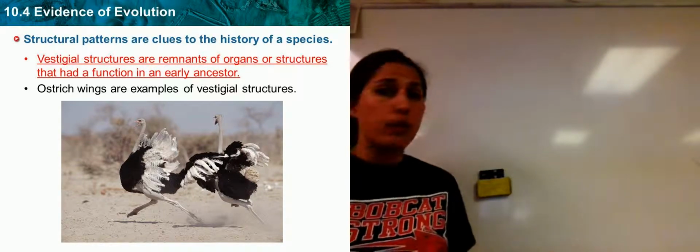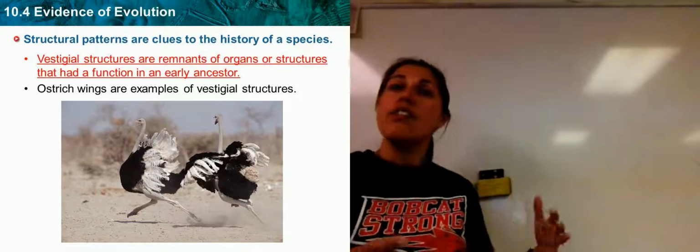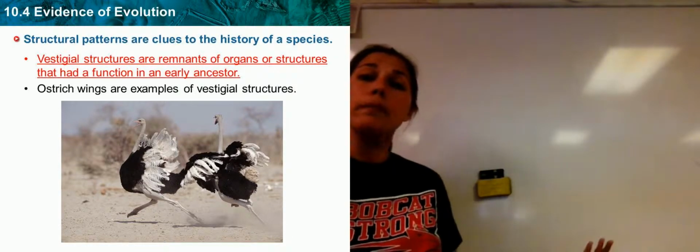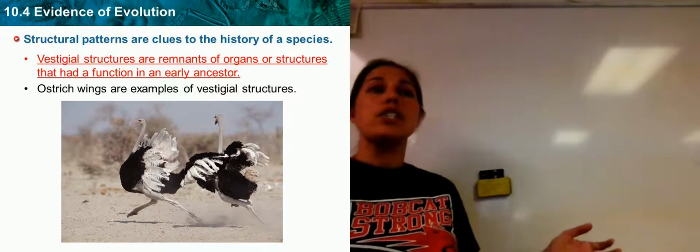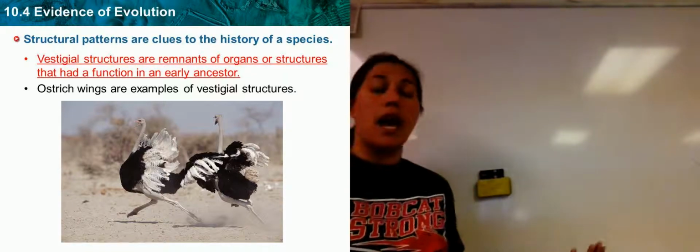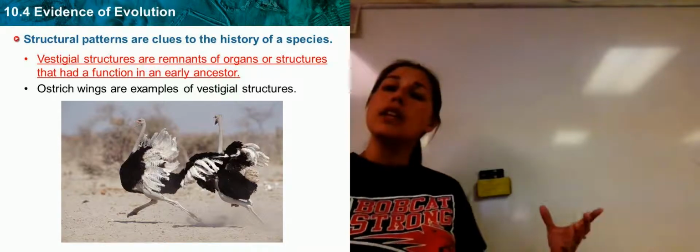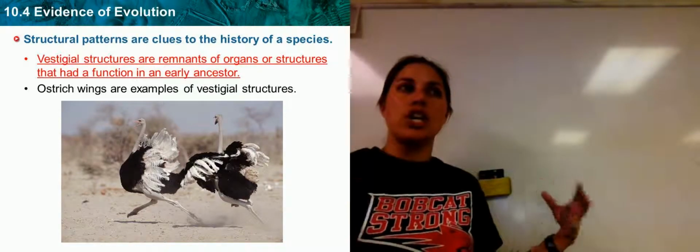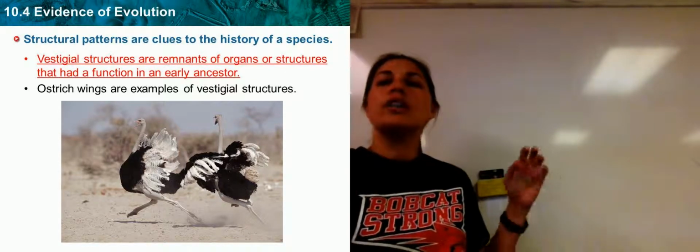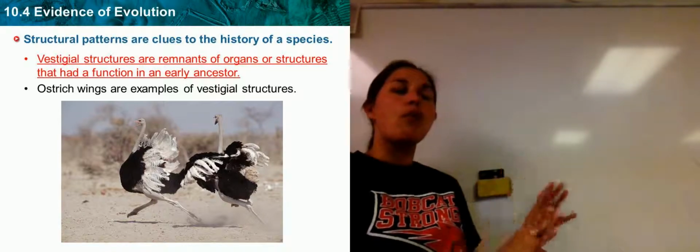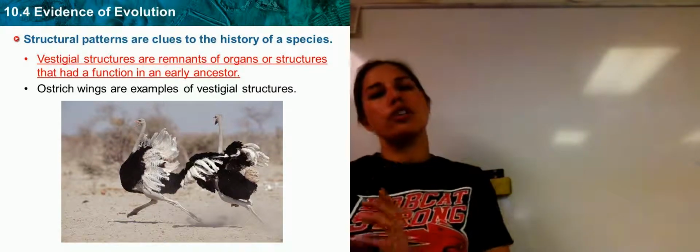Our tailbone. We have a tailbone, but do we have tails? No, but it is thought that our early ancestors had a tail. Appendix, same situation. We have an appendix, but it does absolutely nothing. But scientists have thought that maybe our early ancestors needed the appendix maybe for some type of digestion purpose. So it's something that was useful at one point in time, but is no longer useful now.